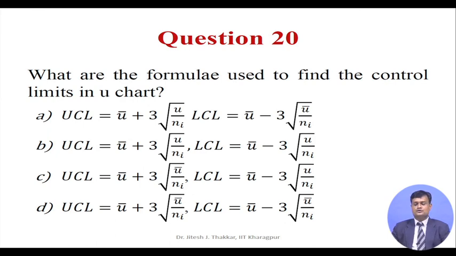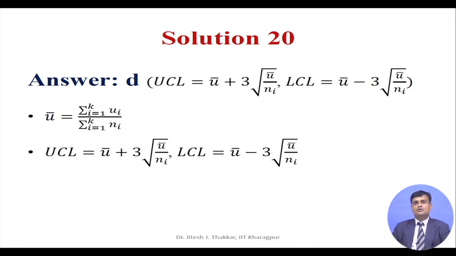Question 20. What is the formula used to find the control limits in U chart? So, you are given the 4 options A, B, C and D on the screen, and you can find out the correct option, which is D. UCL is equal to U bar plus 3 square root of U bar divided by Ni. LCL is equal to U bar minus 3 square root of U bar divided by Ni. You can see here that with Ni, it means you can have different sample sizes.